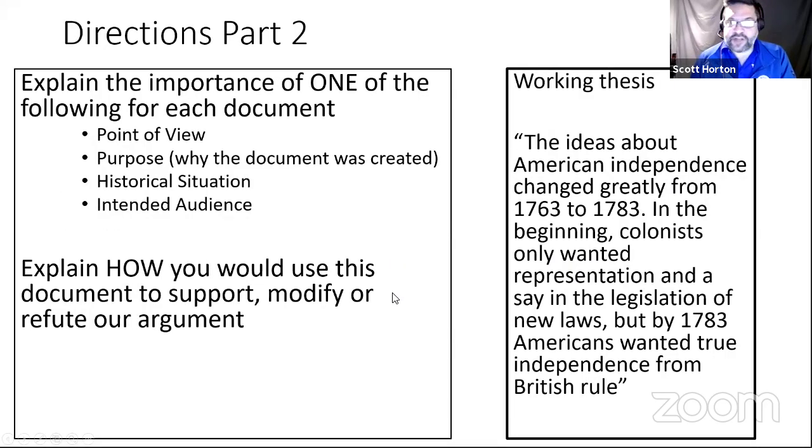So how much changes? We're going to come up with a working thesis here. The ideas about American independence changed greatly from 1763 to 1783. They changed a lot. Remember what the question is. What's the extent of change? So I'm answering that here. In the beginning, colonists only wanted representation and a say in the legislation of new laws, but by 1783, Americans wanted true independence from British rule. Notice how the second line goes into a little more detail. It gives us some more specifics.